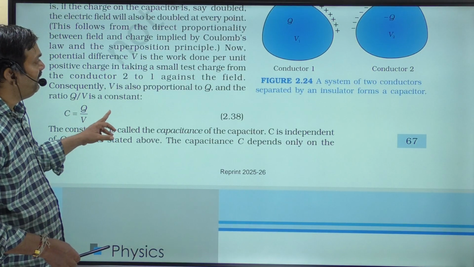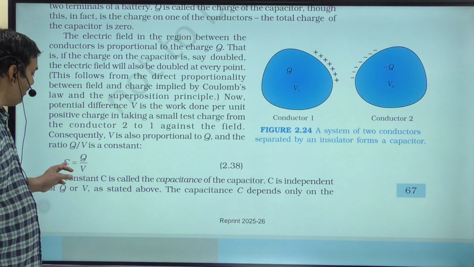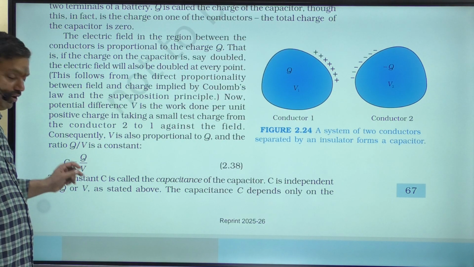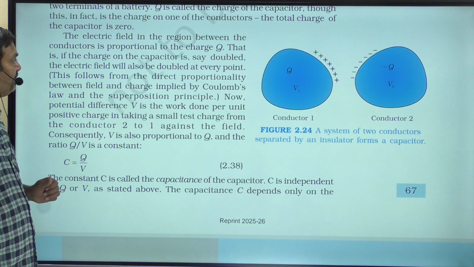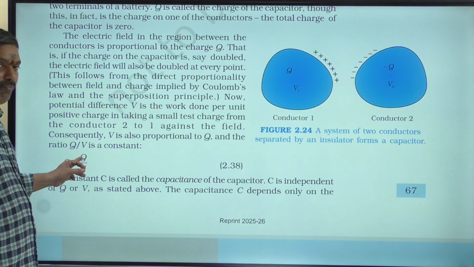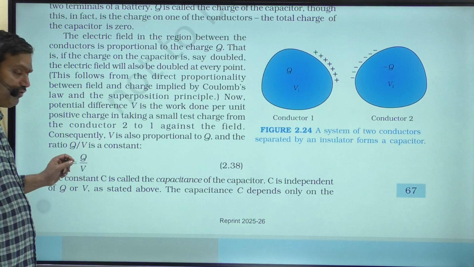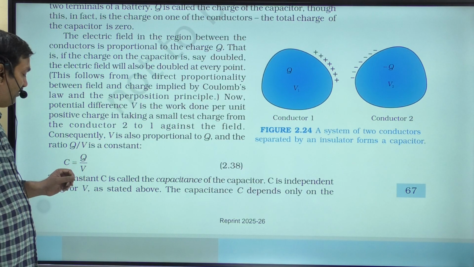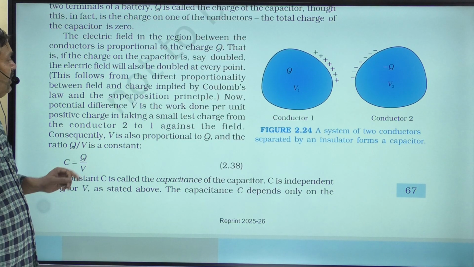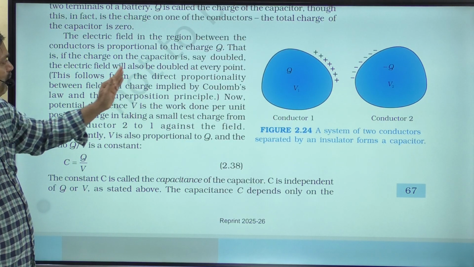Now, given the potential difference and the amount of charge on each plate, the capacitance of the capacitor is defined as the ratio of charge to voltage. So C is equal to Q by V. What is C? C is the capacitance of the capacitor. Q is the charge on each plate, ignoring the sign, and V is the potential difference. Capacitance is nothing but the ratio of charge to voltage.